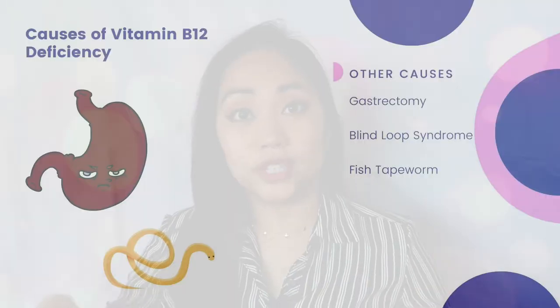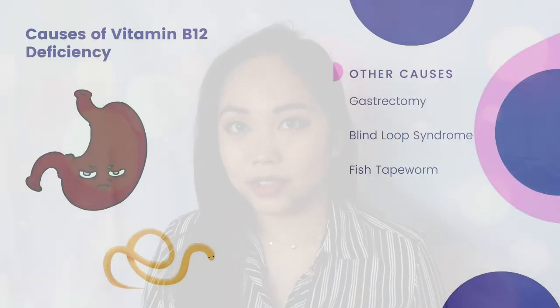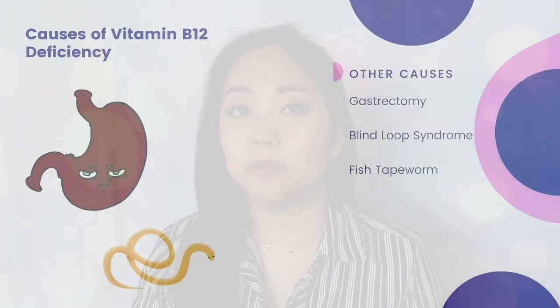And so there's also fish tapeworm, the Diphyllobothrium latum, which also competes for vitamin B12 by splitting the vitamin B12 from the IF. And so when that gets split, you're not able to absorb your vitamin B12. And it's common in Scandinavian countries. And then lastly, there's the disease of ileum. But let's focus now on pernicious anemia, because pernicious anemia usually gets asked on the exam.